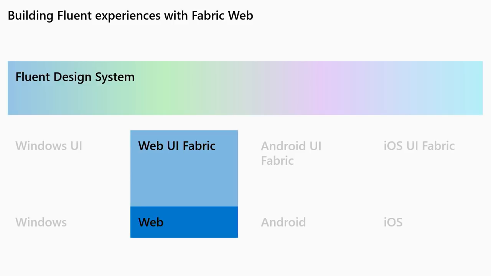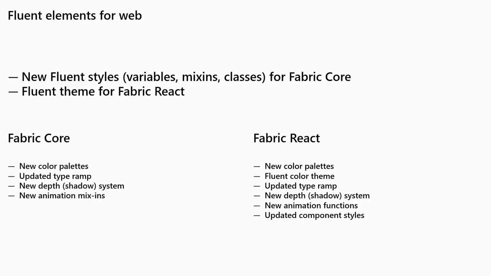So now let's walk through a couple of examples of how you can use Fabric to build Fluent experiences on web and mobile. We'll start with the web. Before we hop into the code, let's quickly recap some of the Fluent elements that are included in Fabric Web. Now, I say Fluent elements because, like I mentioned earlier, these libraries have been available for a few years, but we've done some work over the last year to really bring Fabric into the Fluent family.